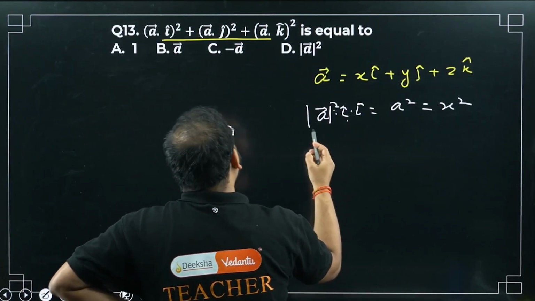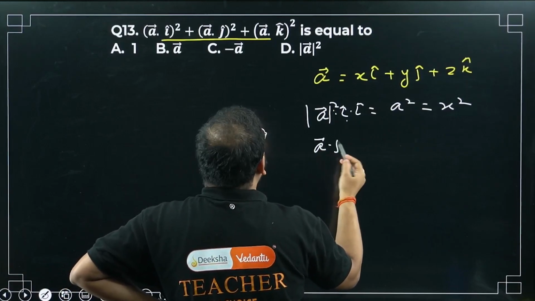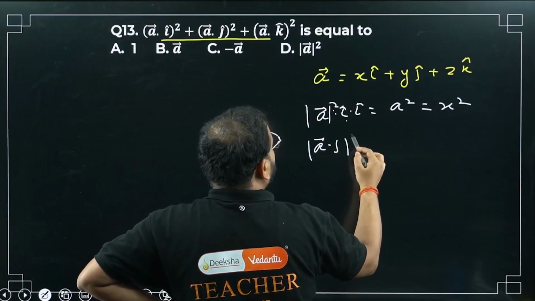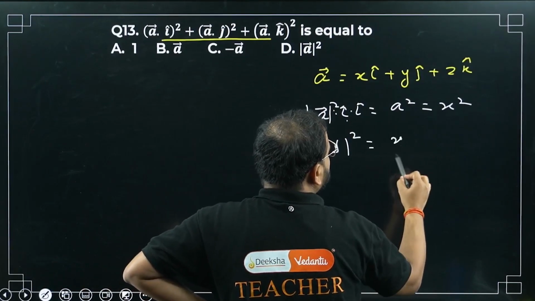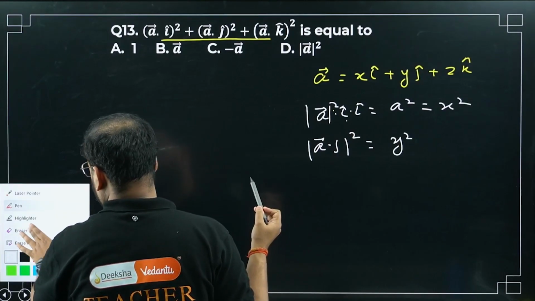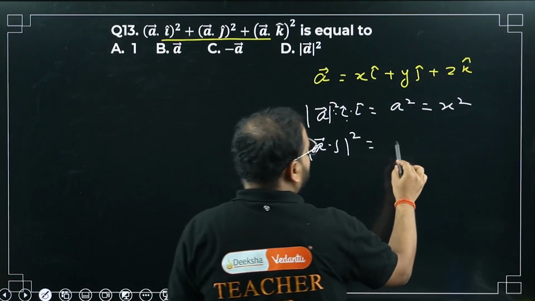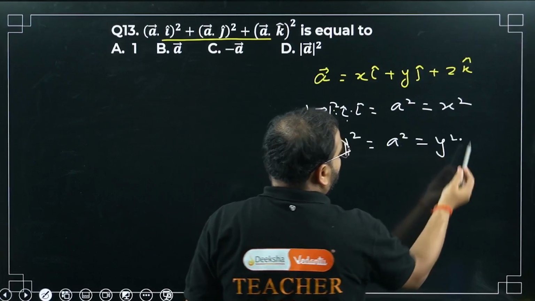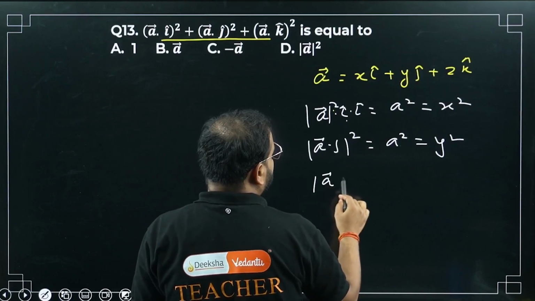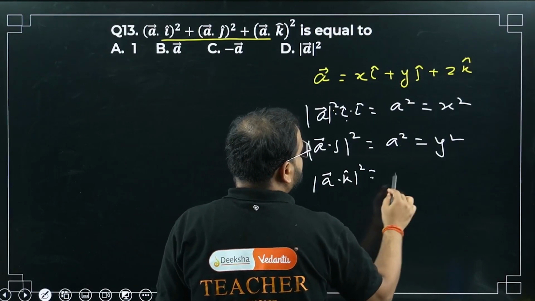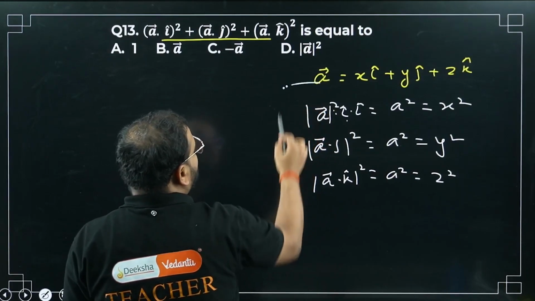Same way I can write this A dot J, the whole square, as Y square. It'll become again A square. So what is this going to be? Y square, right? So same thing again we'll do for the K cap. So A square again what? Z square. Okay. So from here, can you see this?